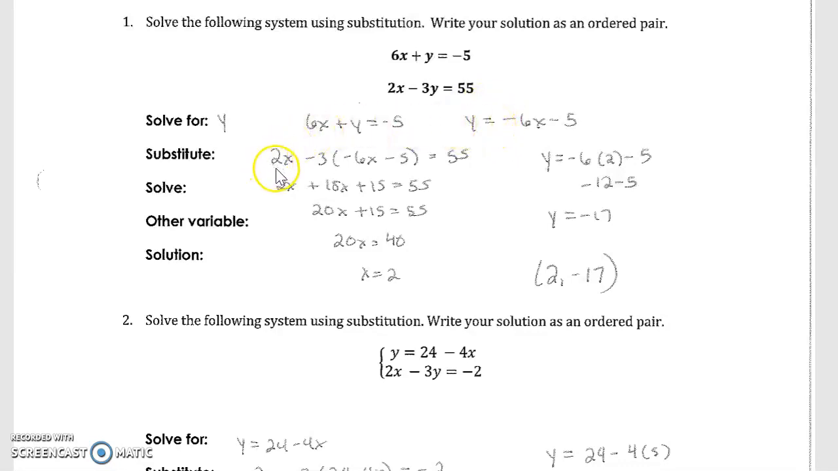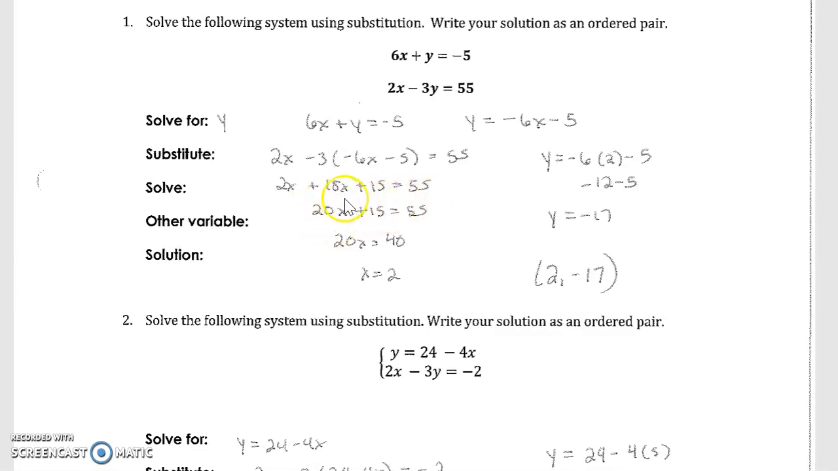So in your second equation, you have 2x minus 3, and then there should be a y there, equals 55. Instead of y, you replace the negative 6x minus 5. Notice when you put it in there, it needs to be in parentheses for it to work. So you plug it in, distribute. So negative 3 times negative 6, negative 3 times negative 5. So 2x plus 18x plus 15 equals 55.